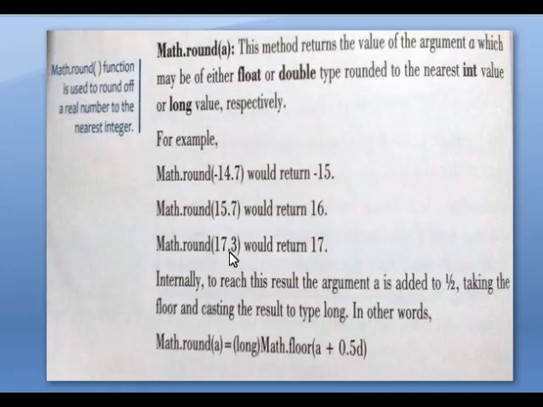Internally, to reach this result, the argument a is added to 1 upon 2, taking the floor and casting the result to a long type. In other words, you have to write like this: Math.round(a) equal to (long) Math.floor(a + 0.5). This d is the double value.